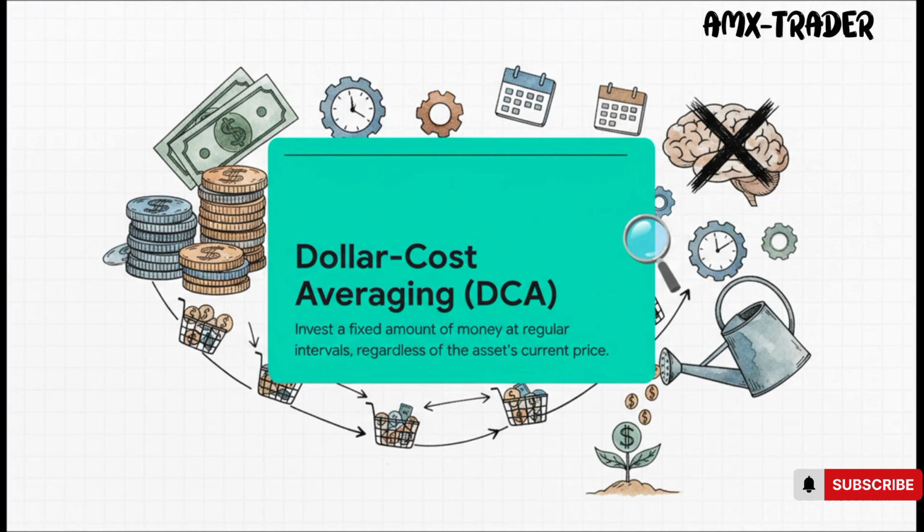The concept here is just brilliantly simple. You invest a set amount of money on a regular schedule, let's say $100 every Friday, no matter what the market is doing. This is huge because it takes your emotions completely out of the picture. When prices are low, your $100 buys more of the asset. When prices are high, it just buys a little less. Over time, this automatically lowers your average cost.